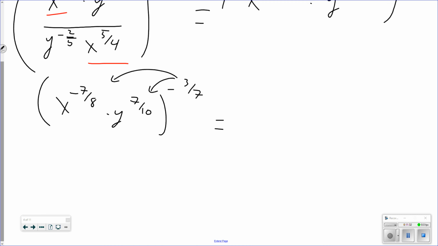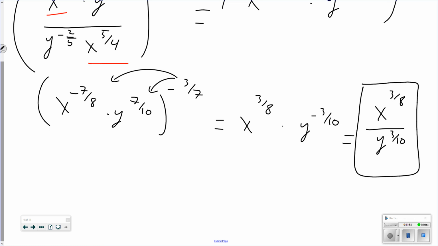So for the first one, you get x to the positive 3/8. And for the second one, you get y to the negative 3/10. You don't want a negative exponent, so you just put the y on the bottom. You get x to the 3/8 over y to the 3/10. Any questions here?